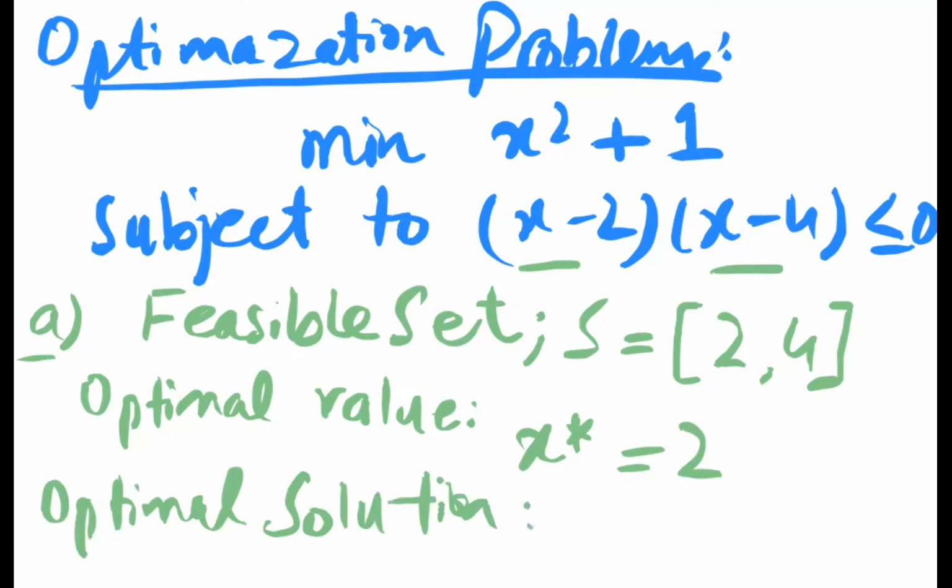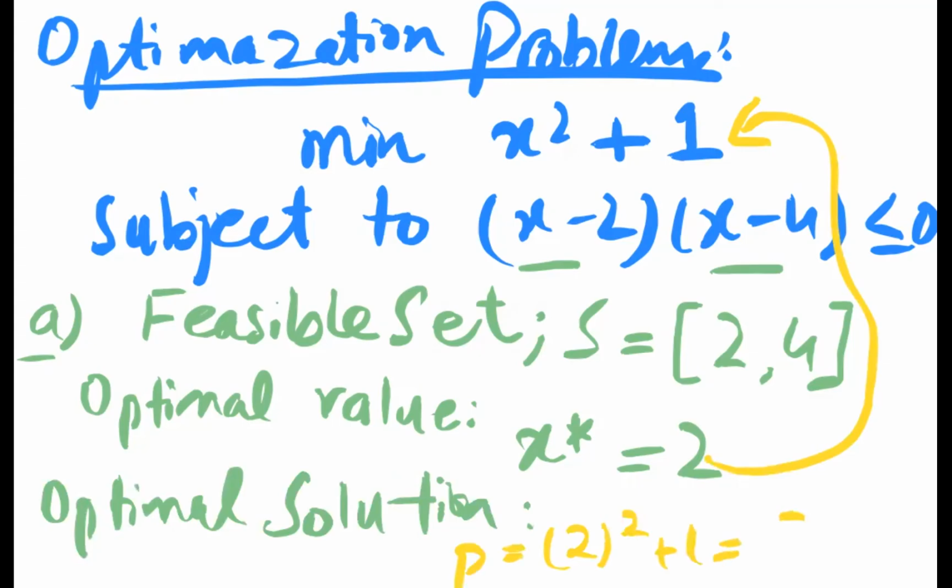And the optimal value would be, if you put this 2 into this equation, 2 squared plus 1, 5. So the P star, the optimal value, would be 5. So far so good.